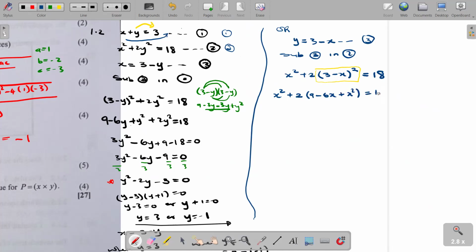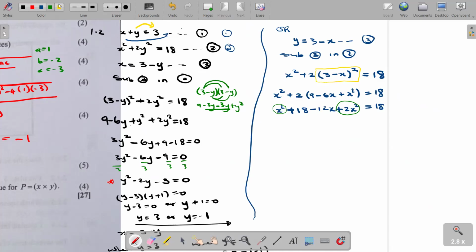This must be equal to 18. Then we are going to have x squared plus, simplify here. So it's going to be plus 18 minus 12x plus 2x squared equal to 18. Then these are like terms. Put them together.